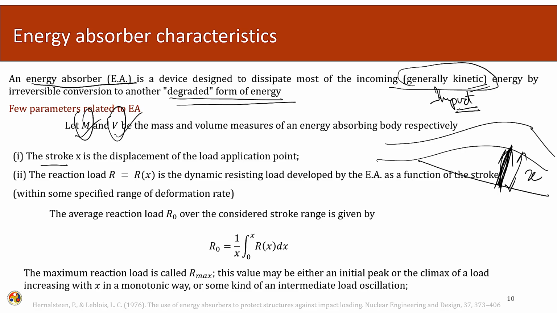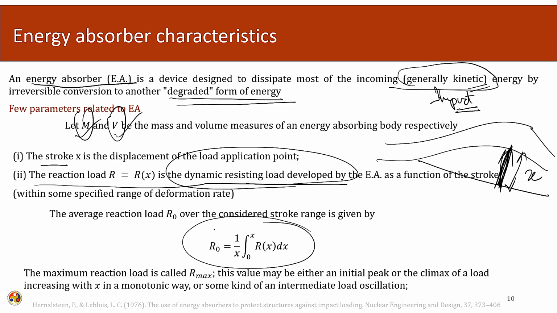The reaction load Rx is the dynamic resisting load developed by the energy absorber as a function of the stroke. So, the reaction load is the dynamic resistance load. This is the dynamic resistance capacity of the energy absorber, as a function of the stroke, or the displacement that is occurring in the energy absorber. The average reaction load over the considered stroke range is given by this expression.